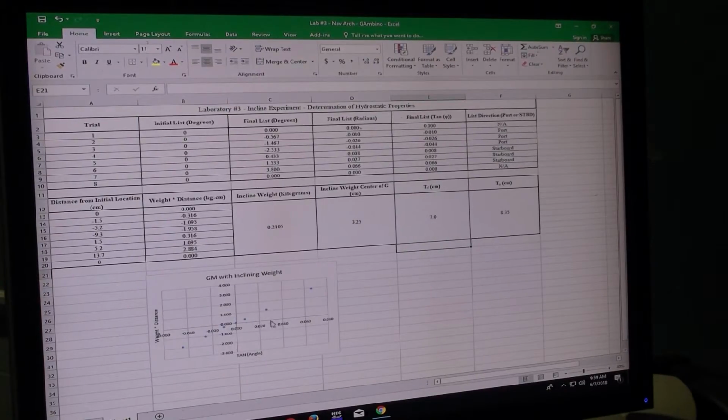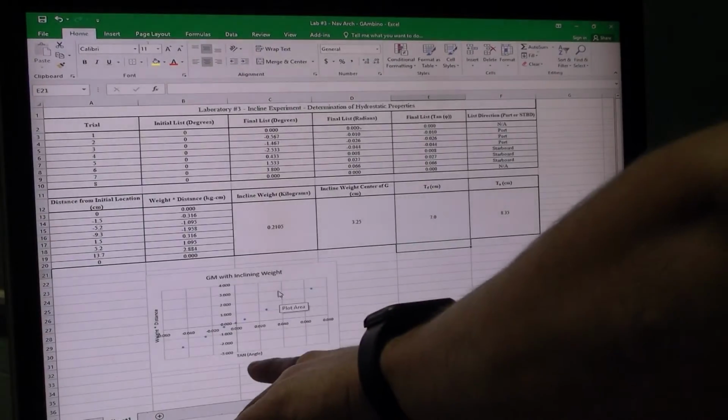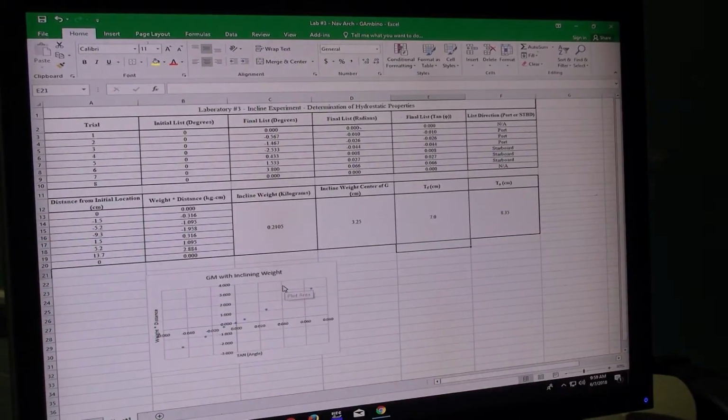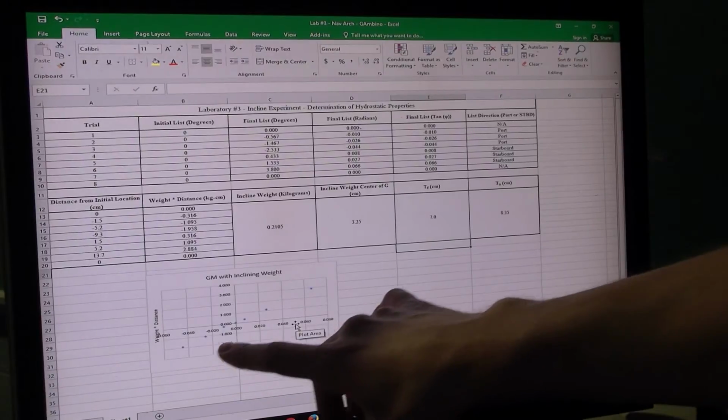So for our plot, we did tangent of the angle on the x-axis, and then we did the weight times the distance on the y-axis. And then when you do the equation for GM, it's GM equals WD over displacement times tangent of the angle. Since the displacement is constant in this one, we don't have to worry about that until we pull the data off.